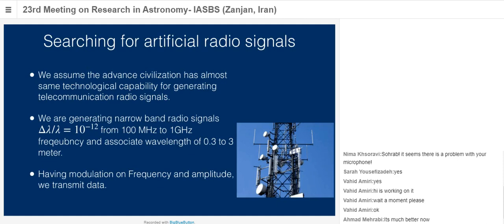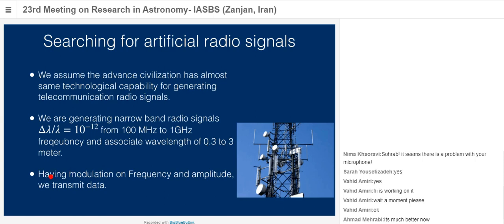So let's assume that there are advanced civilizations that have almost the same technical capability as us, so that they can generate telecommunication radio signals. The specification of the radio signals that we are generating is that they are very narrow band signals. The delta lambda over lambda is 10 to the minus 12, in the range of 100 megahertz to 1 gigahertz, and so the associated wavelength is 0.3 to 3 meters.